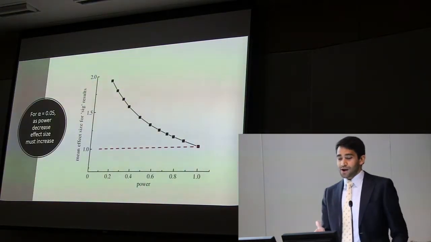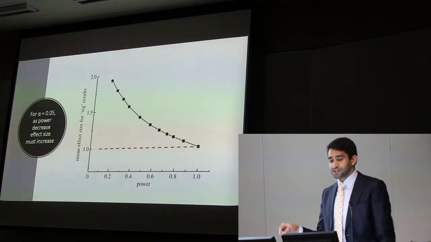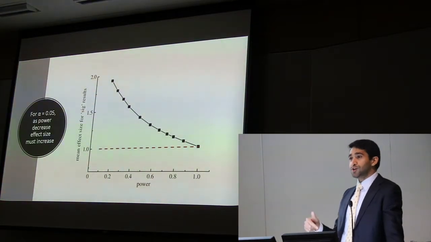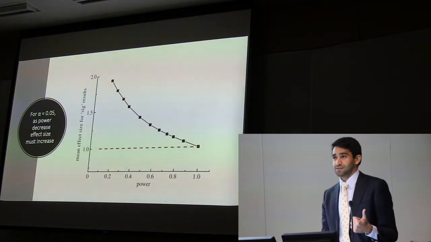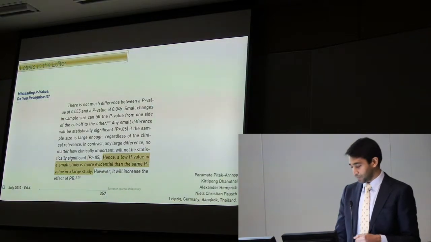And the other thing you ought to recognize is that as my power decreases, for the same alpha significance, the effect size has to go up. So if you do an underpowered study and you find a significant result, chances are you're overestimating the effect size, if you're true at the end. So that's another reason this statement is false.